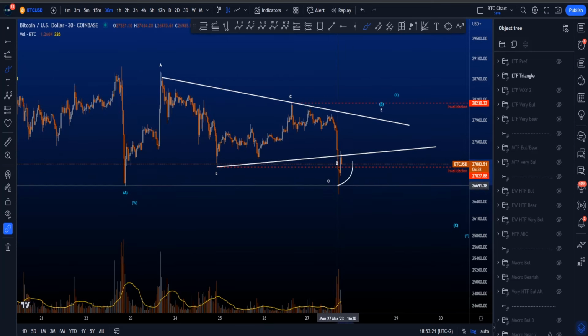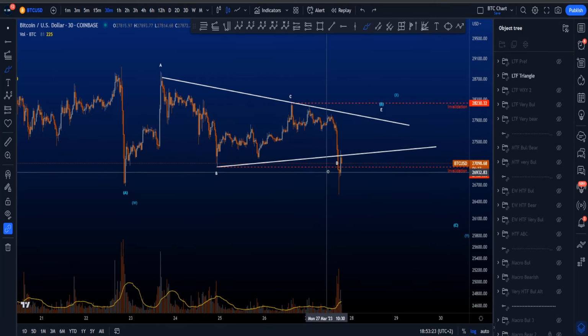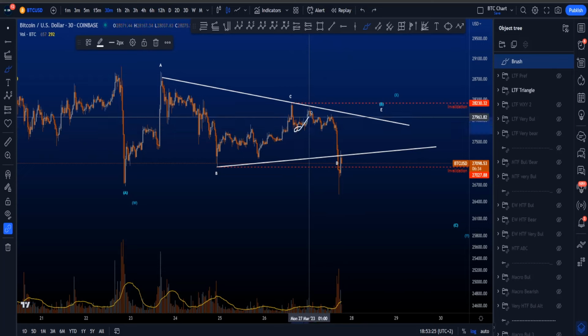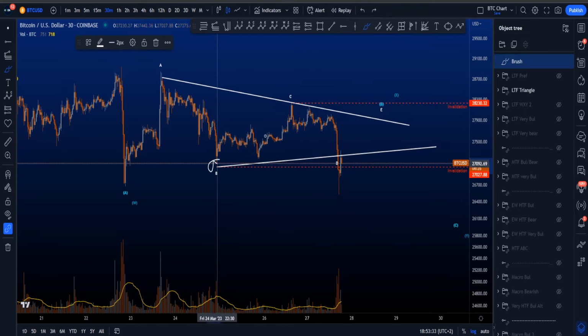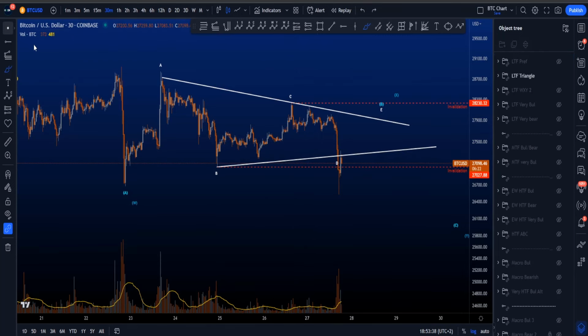However, it is invalidated. This is not a triangle. This is not wave D. This is not wave E. It's way too short, and it also didn't reach the minimum targets, basically Fibonacci targets taken from the low of B to the high of C for a wave D, for example. This is not a triangle anymore. So this scenario is invalidated.